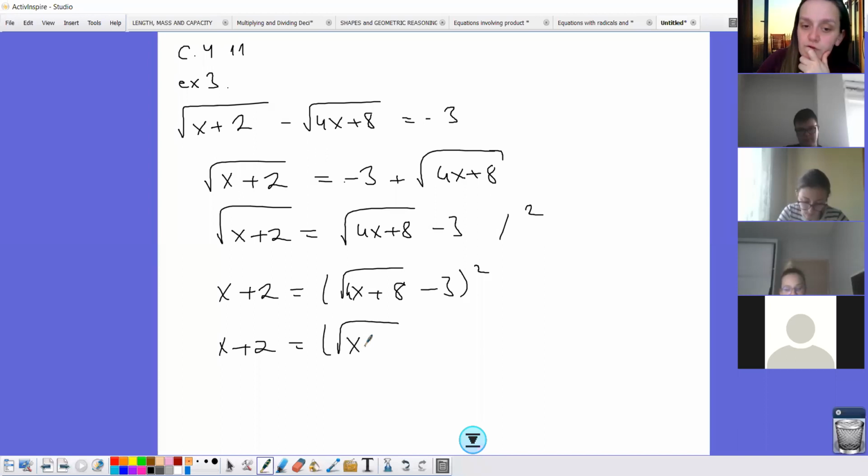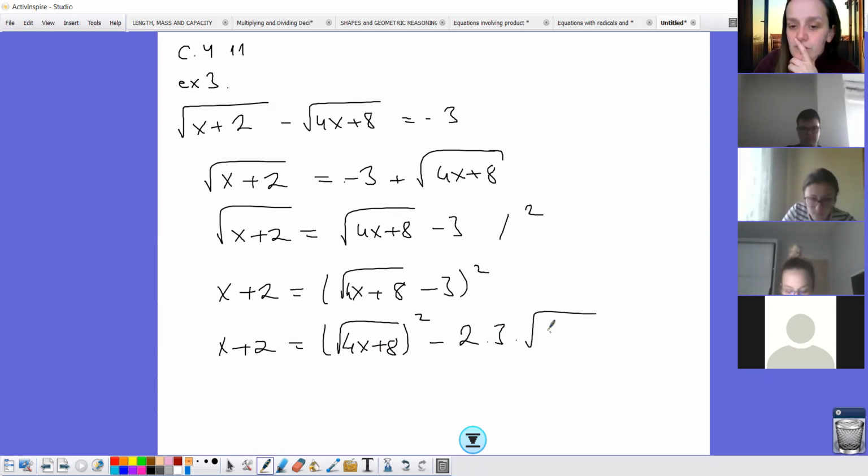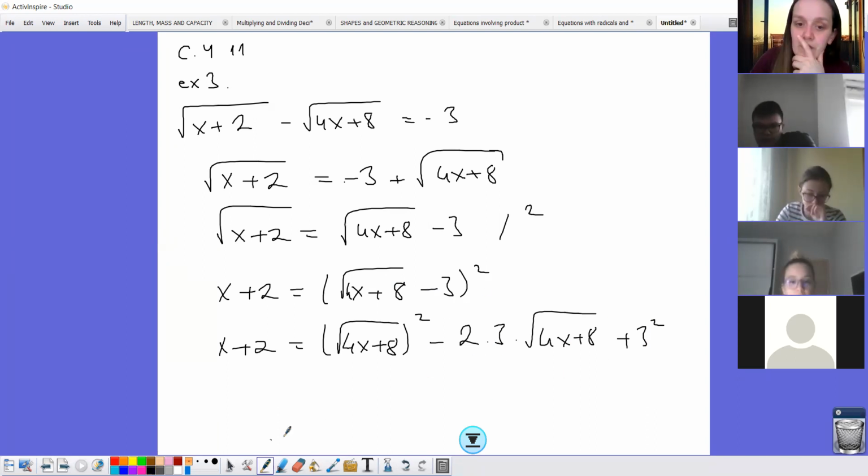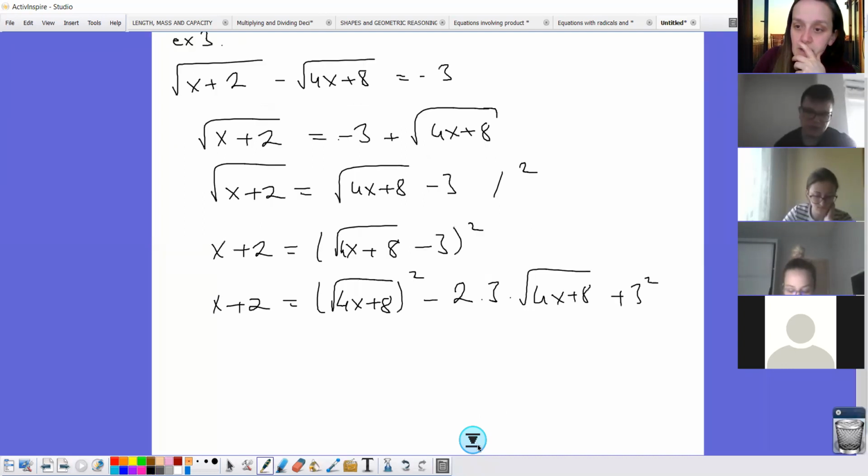Root of 4x plus 8 squared, minus 2 times 3 times root of 4x plus 8, and plus 3 squared, okay? When you are taking the square of a binomial, don't forget this one. After taking one square, can we take another or not? Yes, you can take.